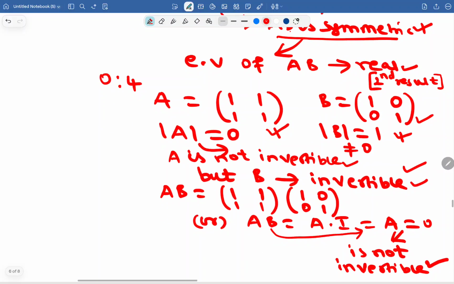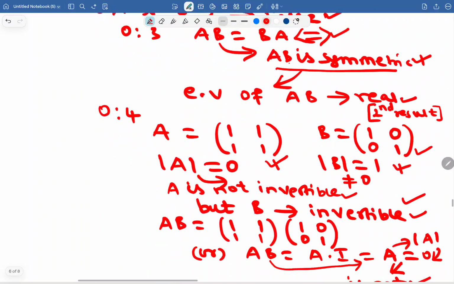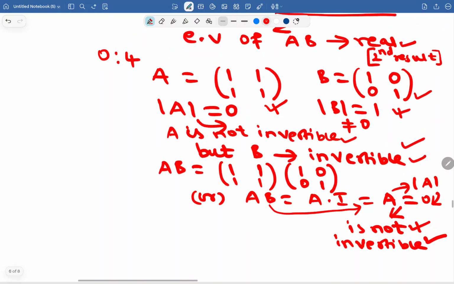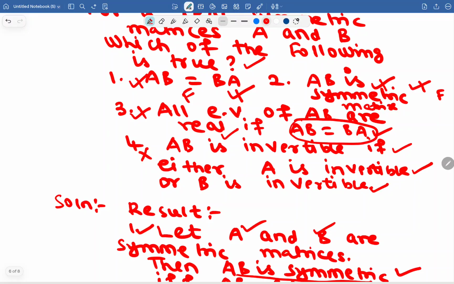Find the product AB. B is I, A into I is A, so AB equal to A, but the determinant of A is 0, so it is not invertible. AB being invertible is not possible because the determinant of AB is 0, not invertible. Therefore, for this 10th problem, only the third option is the correct one: all eigenvalues of AB are real if AB equal to BA.